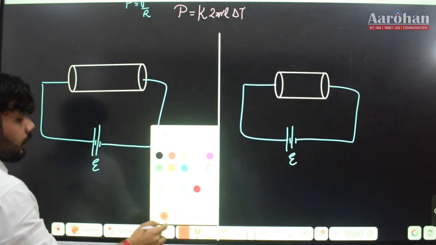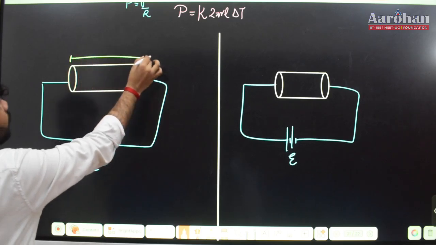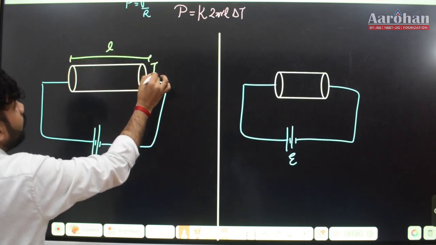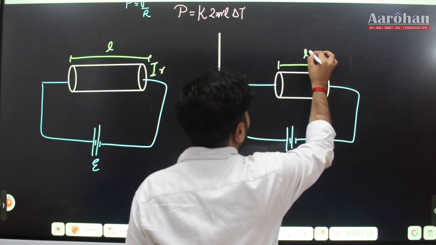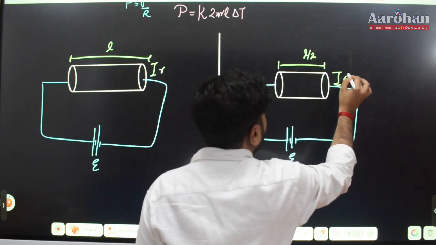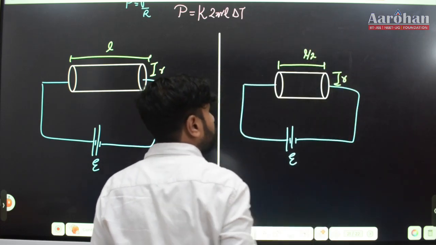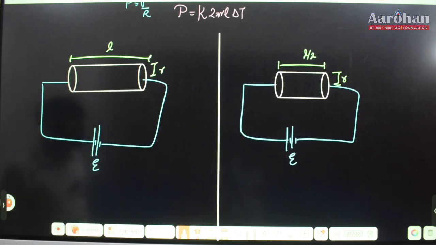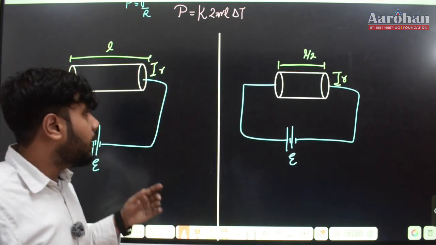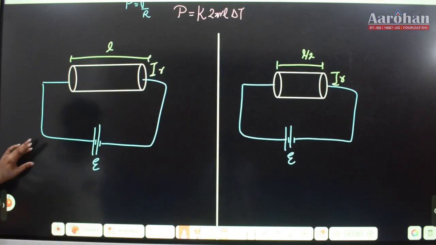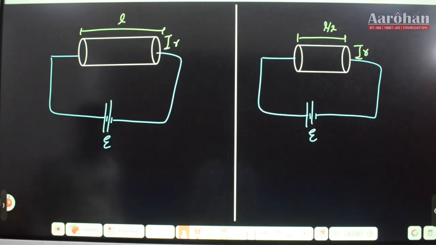Okay. And this will be your L and this will be your R. Here this will be your what? L by 2 and this will be your R. Also what we are assuming is that the power dissipation we are taking in the same amount of time. That also we are thinking.